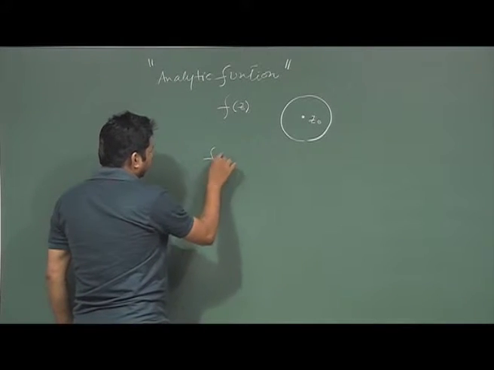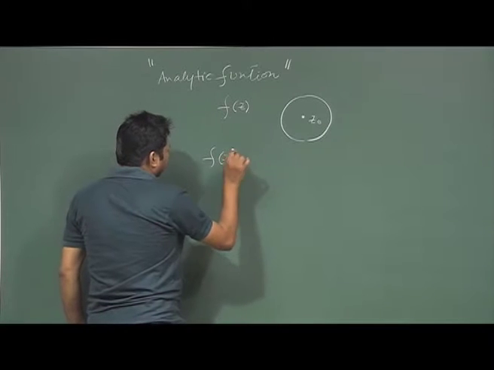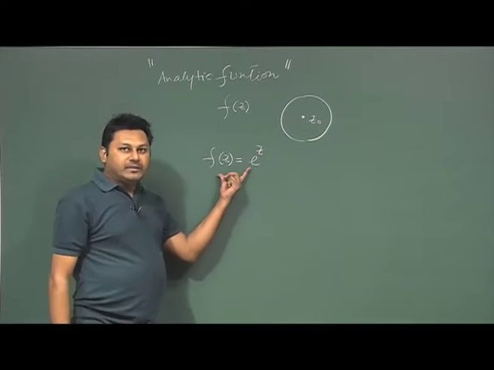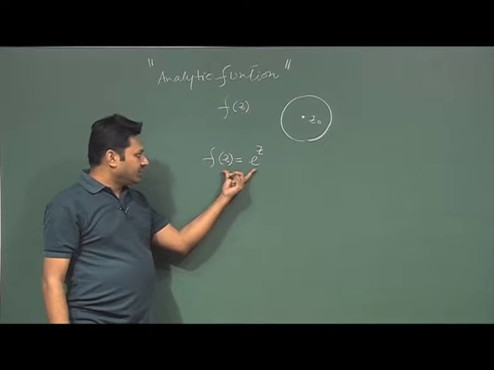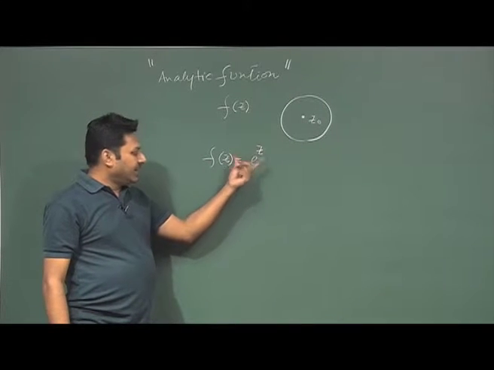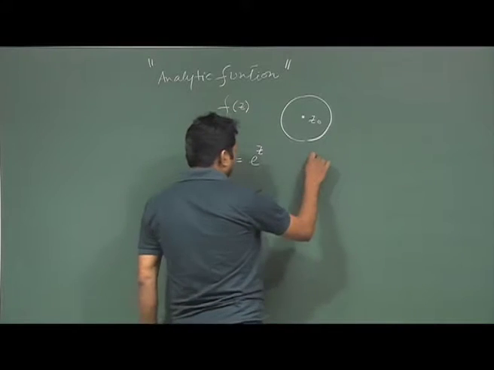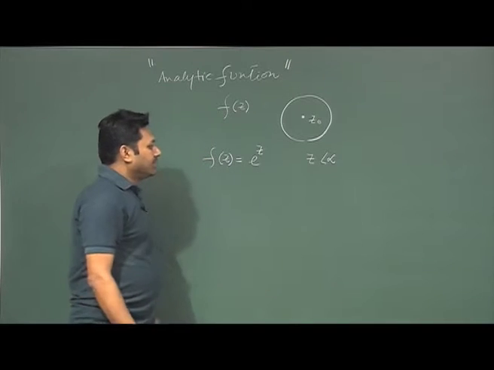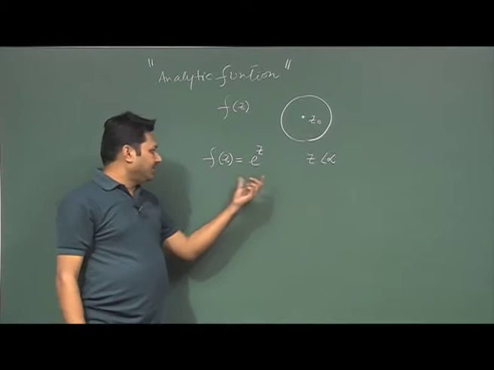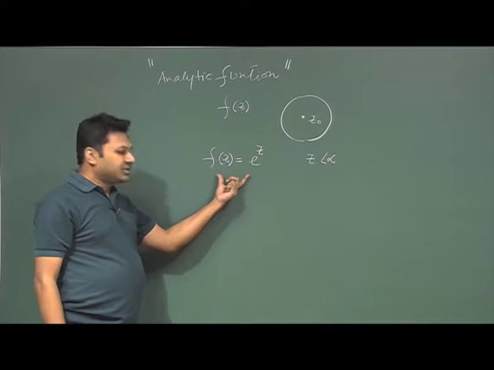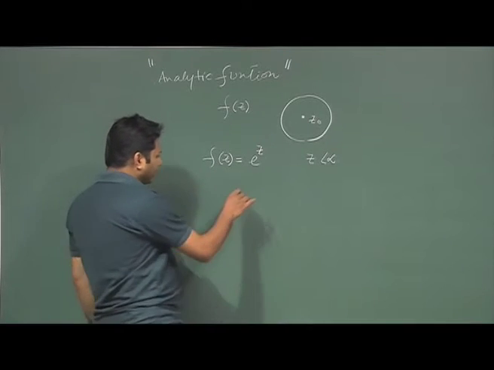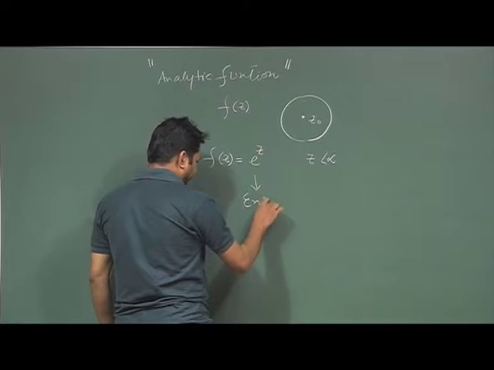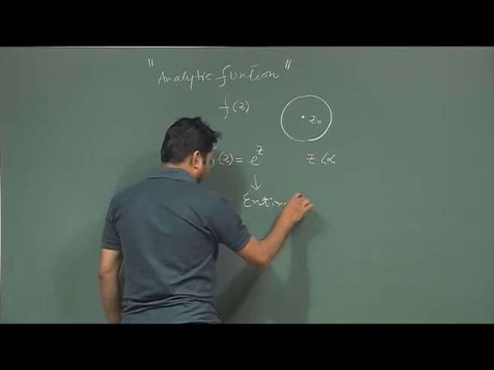We also gave some example like e to the power z. This is a well-behaved function and this function should have a derivative in the entire range with the restriction that |z| should be less than infinity. In this kind of case, the function is called the entire function.